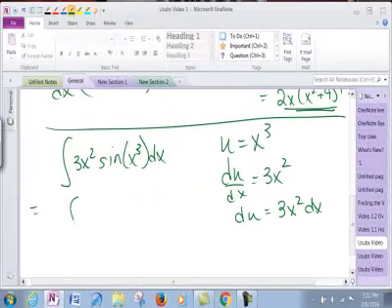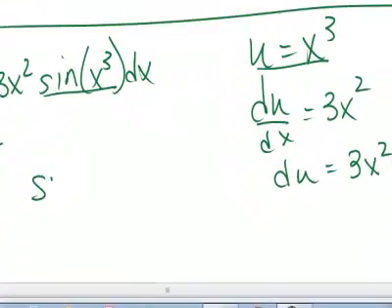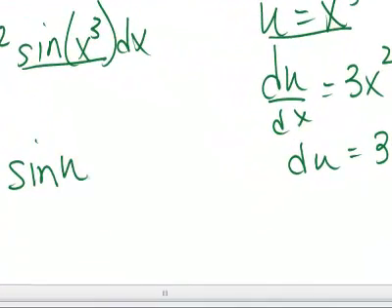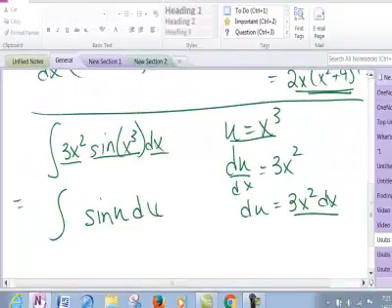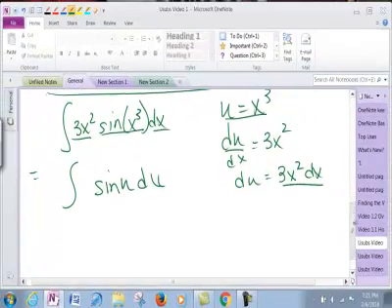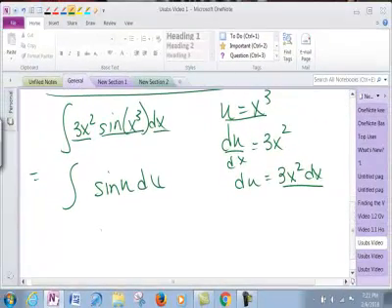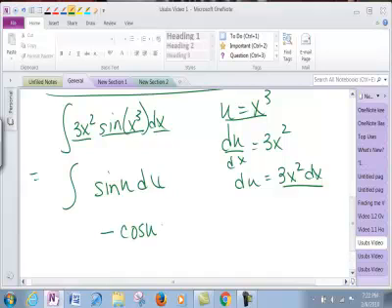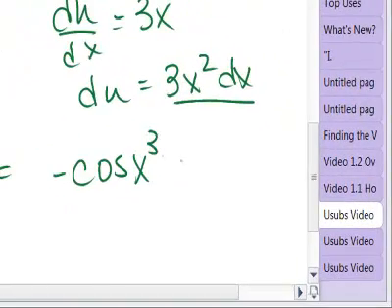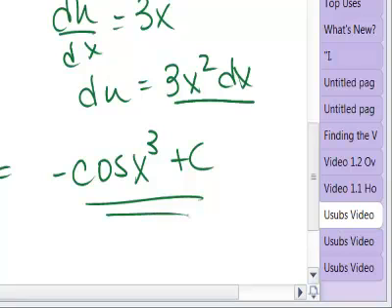So here comes the u substitution. So if u is x cubed, then the sine of x cubed is the sine of u. And we have a 3x squared dx left, so that's nothing more than du. So the antiderivative of the sine is the negative cosine, right? And then last step we go back and we replace the u with x cubed, and that's our answer.